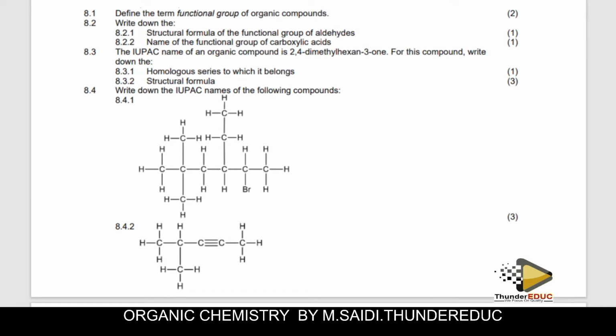Define the term functional group. What is a functional group? Basically, a functional group could be a bond, it could be an atom, or it could be a group of atoms. Why do we say bond? Alkanes, alkenes, alkynes: those are just bonds.